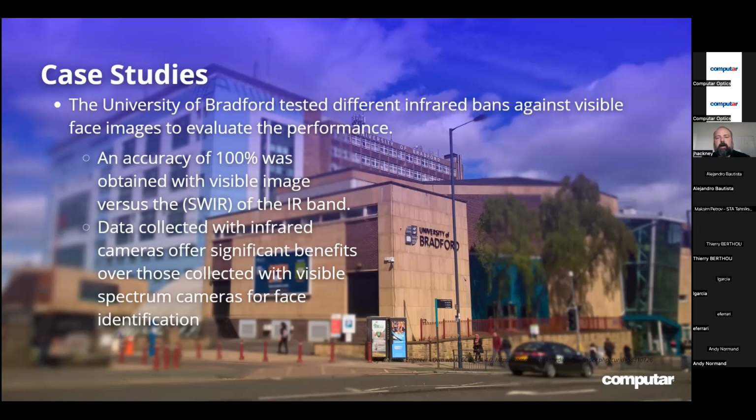An accuracy of 100% was obtained with visible image versus the SWIR of the IR band. This was done under a controlled environmental condition with a 30-meter distance. In contrast to visible spectrum, infrared may extract external and vital internal anatomical data, such as faces' vascular systems. Data collected with infrared cameras offer significant benefits over those collected with visible spectrum cameras for face identification.